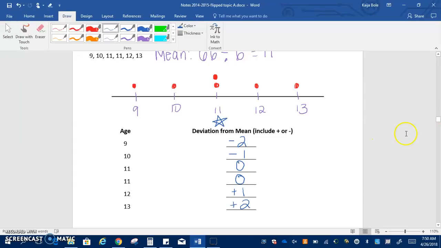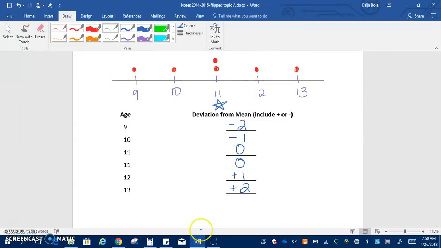Okay, so now one thing that I want you to add in here is the sum of all these numbers. So negative 2 and negative 1, this would be negative 3, 0 here, and then 1 and 2, this would be positive 3, so these cancel each other out, so our sum would be 0. Okay, so just keep that in mind, and we'll come back to that in a little bit.